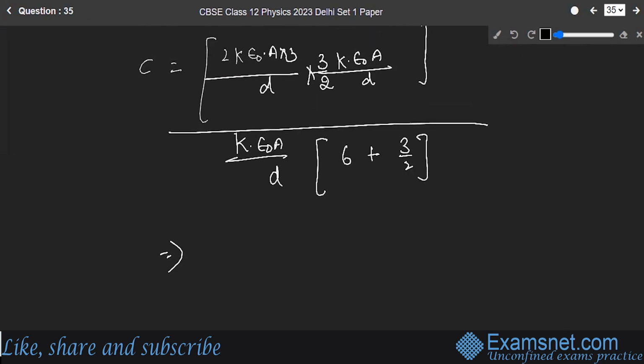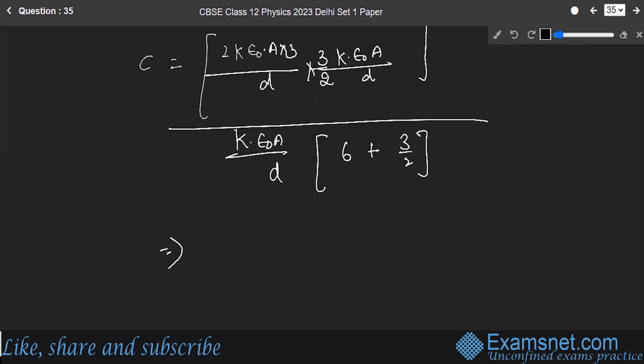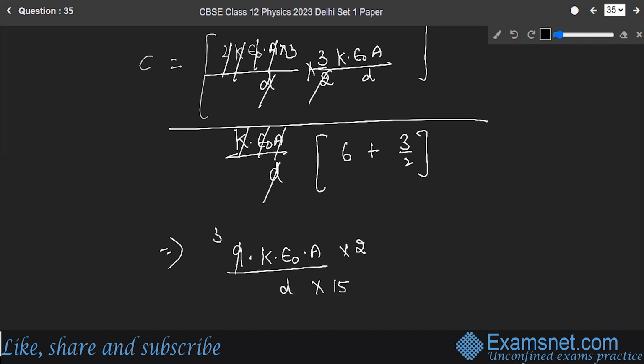Now this will give me, let's do all the cancellations and everything. D will cancel with this D, and this 2 cancels with this. You have 9 into K into E naught into A upon D, divided by 15 by 2. So 2 will be taken up and 15 will be taken here. This will be 3 and this will be 5. So this is equal to 6 by 5 into K E naught A upon D.